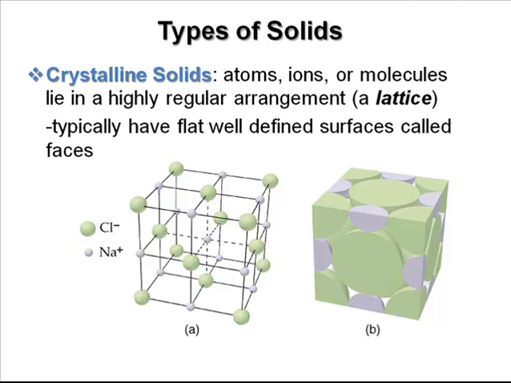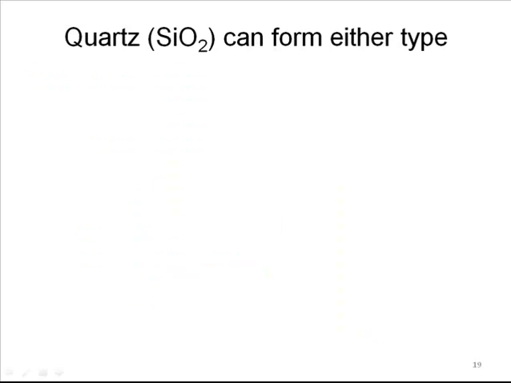These are atoms, ions, or molecules that lie in a highly regular arrangement, which we call a lattice. They typically have flat, well-defined surfaces called faces. So even though this here would be defined as a face, it doesn't show the three-dimensional nature of the material. So these are crystalline solids, one type of solid.